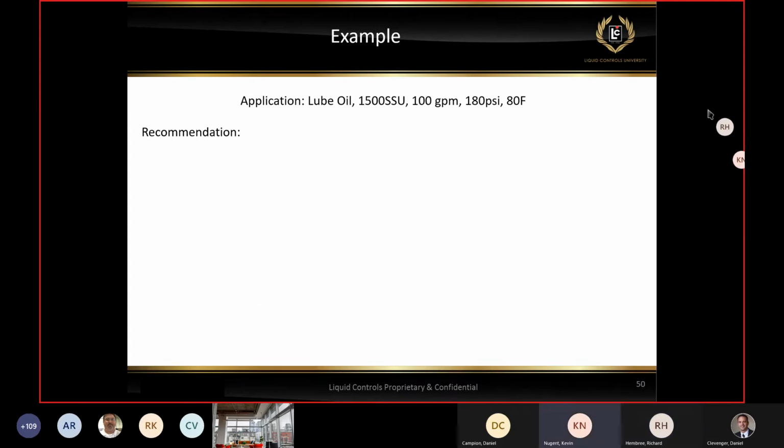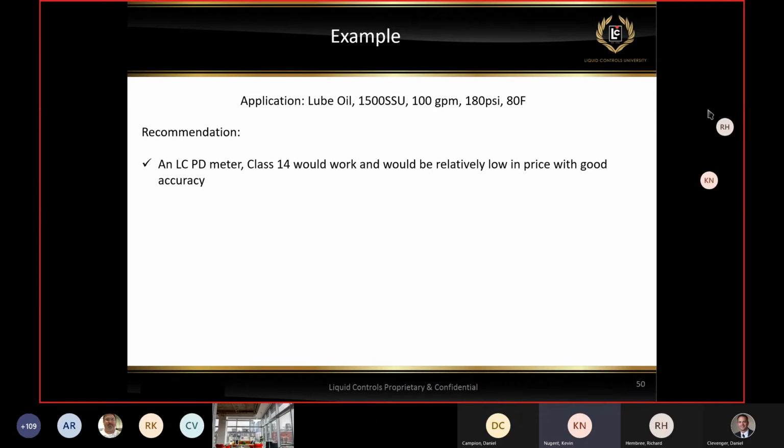Our next application, we're going to focus on lube oils. The viscosity of the lube oil is 1,500 SSU. The application requires 100 gallons per minute, pressure rating, and the temperature, as you see there. We could apply a Liquid Controls positive displacement flow meter. Because of that viscosity, we would select our class 14. Comparatively, it's relatively low price with very good accuracy.